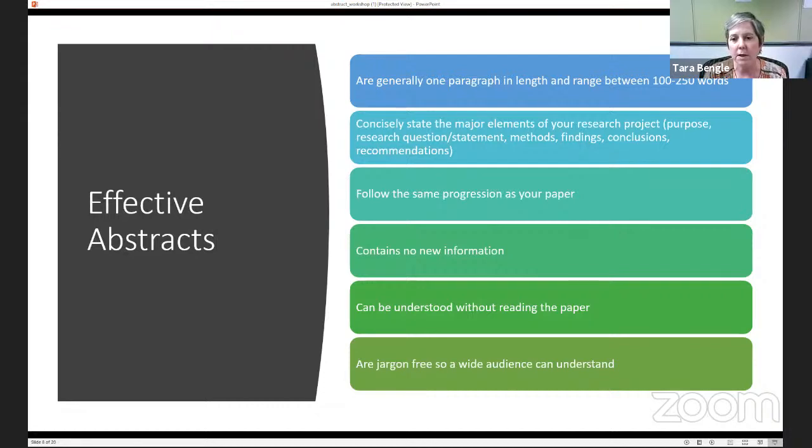So that progression that I just stated, going from purpose to recommendations, that's generally the outline that your own research paper is going to follow. And so that's what the abstract will also do. It'll follow that same progression. It's not going to contain any new information. And it should be understood without reading the paper. So this is a standalone paragraph that the reader should be able to understand without having to go to your paper. It's also going to be jargon free, and that way it can be understood by a wide range of audience members.